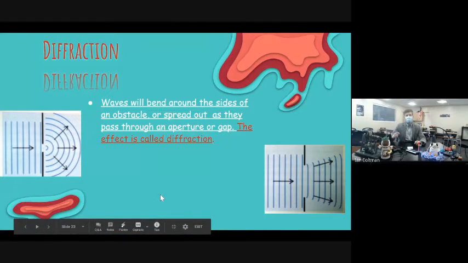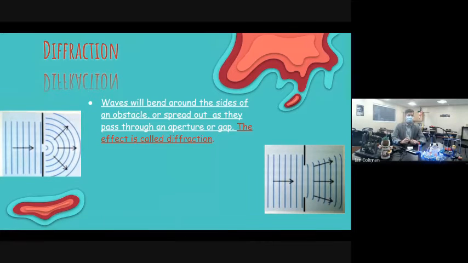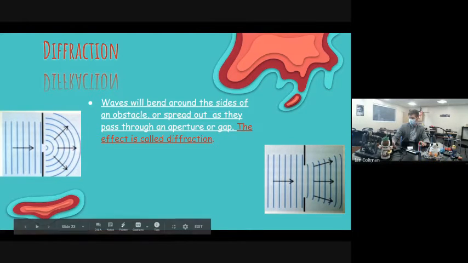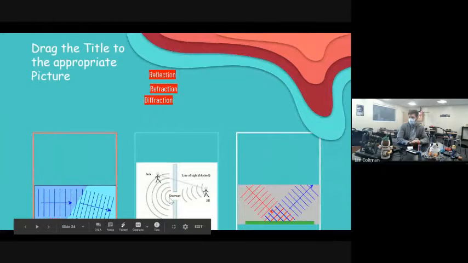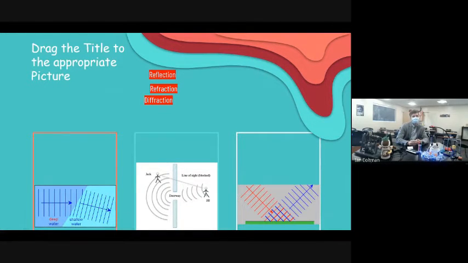So those are three different ways of having waves change the way that they are moving. We've got reflection, where they bounce off something, refraction, when it changes what it's going through, and diffraction, when it has to go through a gap. On this next slide, I'm going to ask you to click and drag those three words next to the picture that best describes that thing. I'll give you 60 seconds to do that.